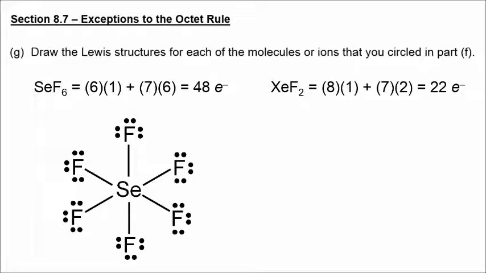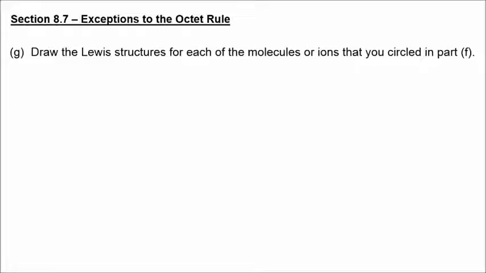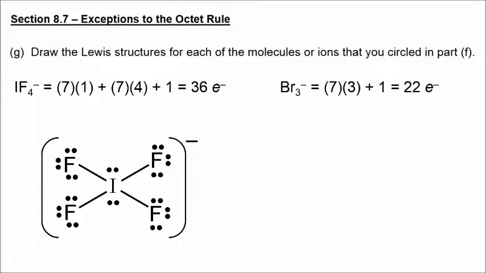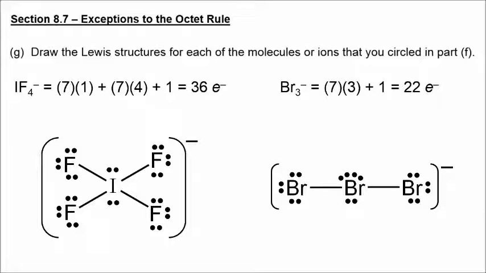Xenon difluoride has 22 electrons. There are extra lone pairs on the central xenon atom. In these two polyatomic ions, we have extra lone pairs of electrons on the central atom. So these are all examples of hypervalent structures.